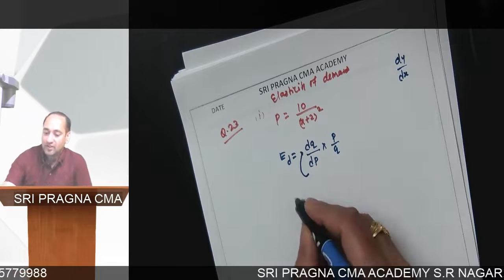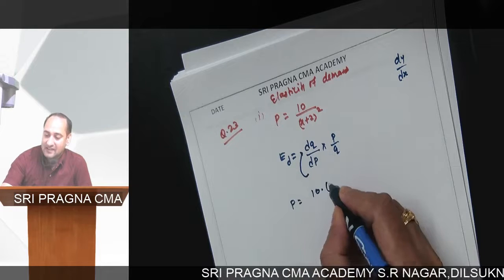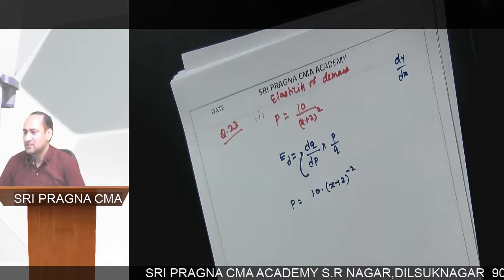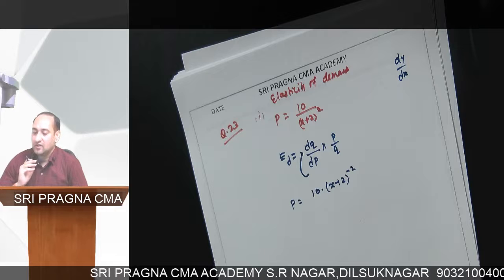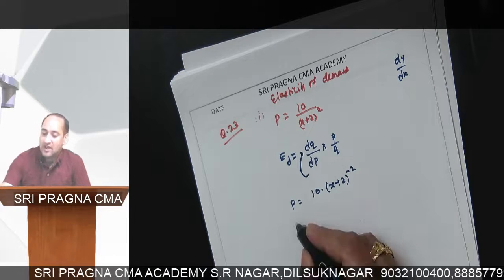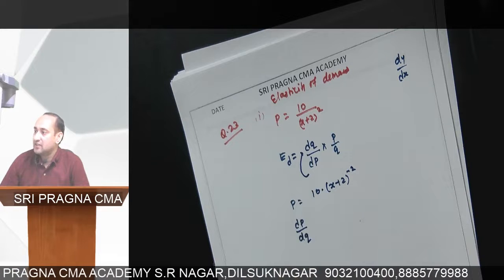Chalo. Now if you see here, p is equal to 10, can I write it like this, x plus 2 to the power minus 2, meaning the same. Now what I need to do is dy by dx, that is dp by dq, dp by dq.